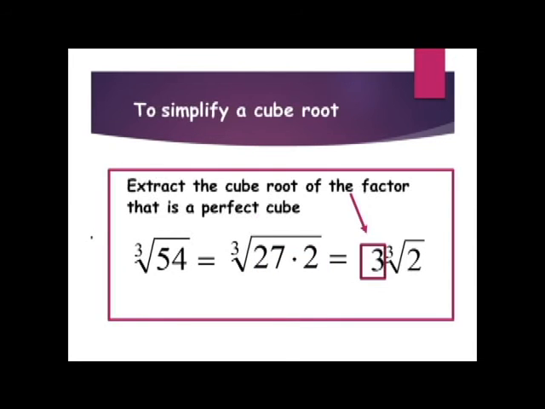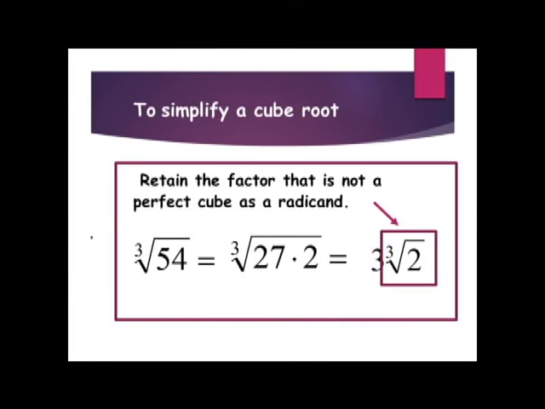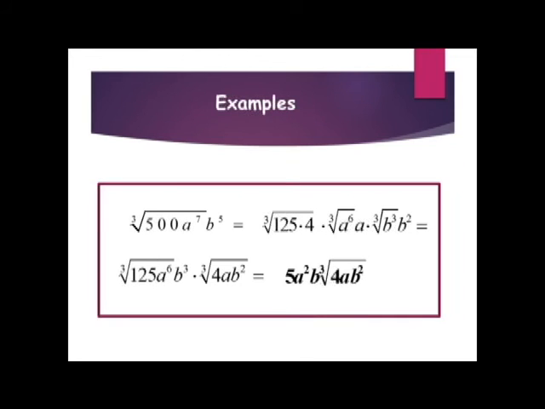Now let's see what happens. You can cube root 27, but you cannot cube root 2. So we retain 2 with the cube root sign. You retain the factor that is not a perfect cube as a radicand. Now here are more examples.